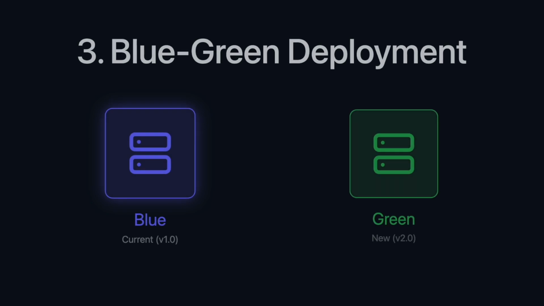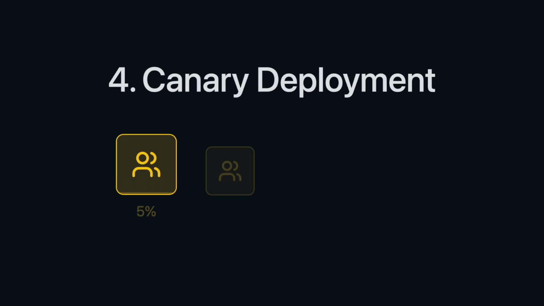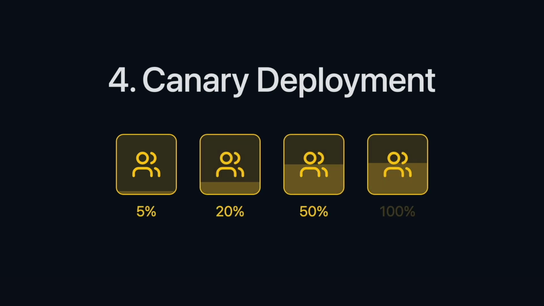Blue green keeps two environments. You switch traffic instantly, and rollback is just one click. Canary releases to a small group first, then gradually scales. This is how big companies avoid disasters.